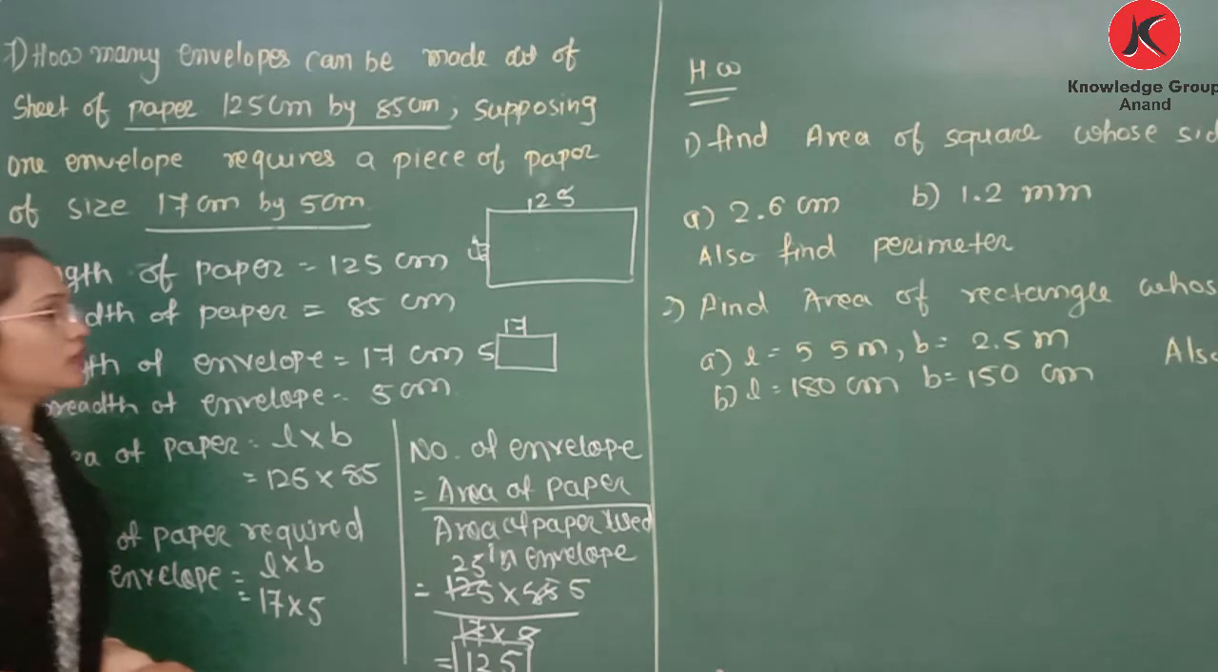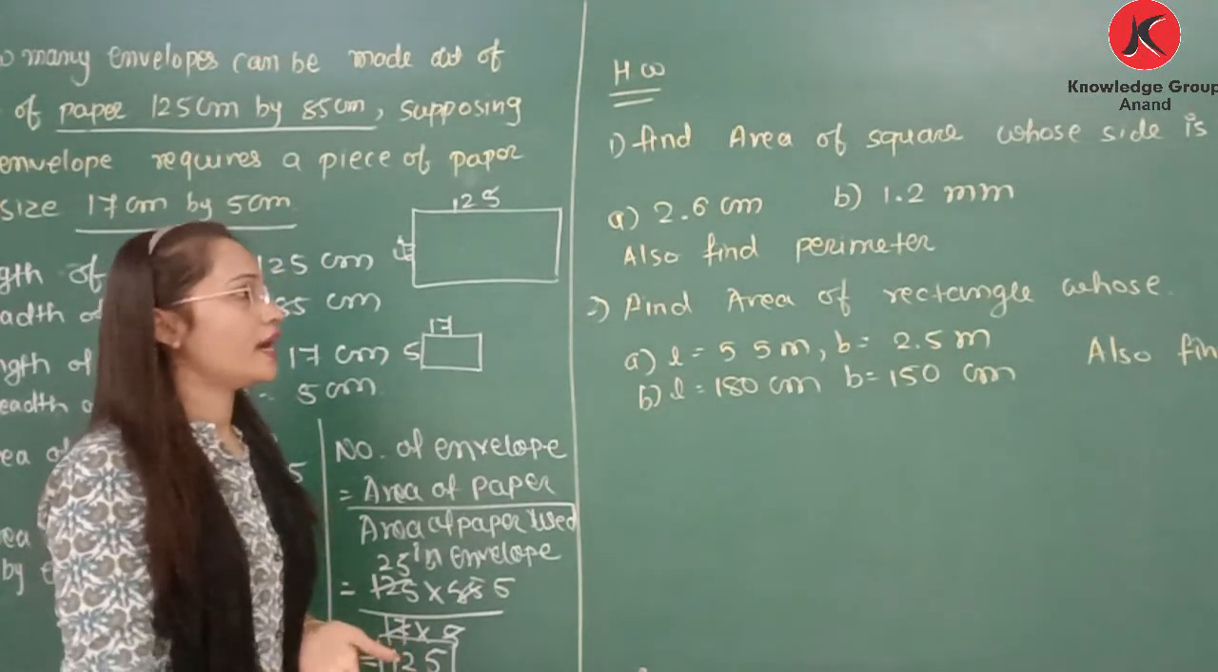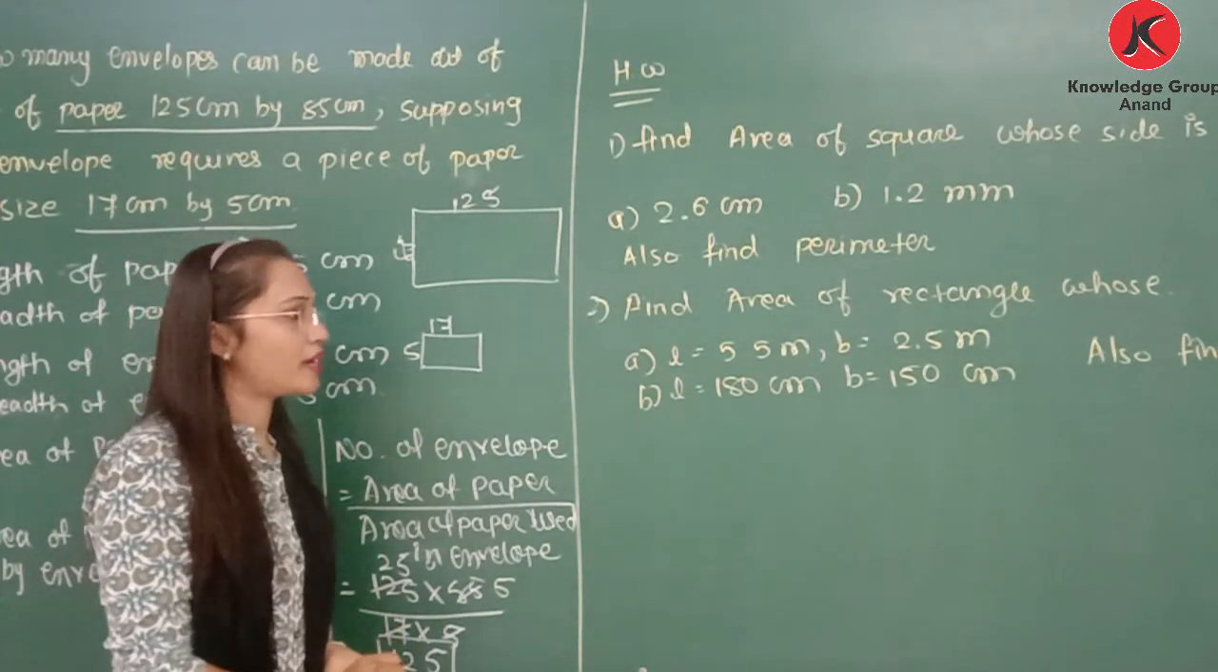Clear? Here some simple examples are given. You need to find the area and perimeter of a square and the area and perimeter of a rectangle.